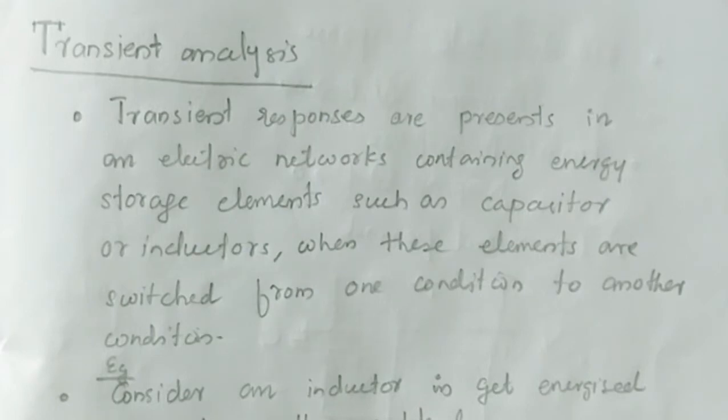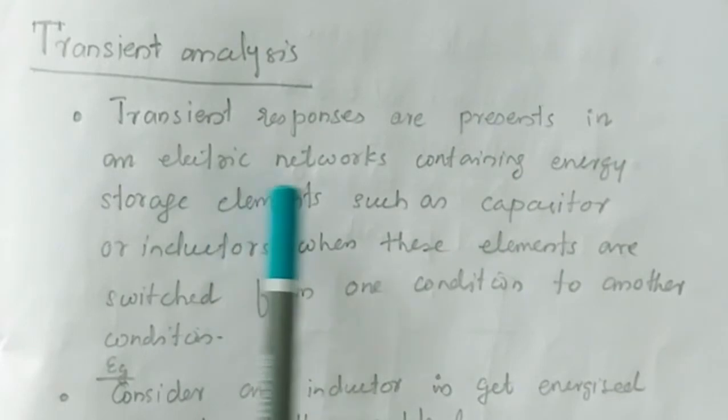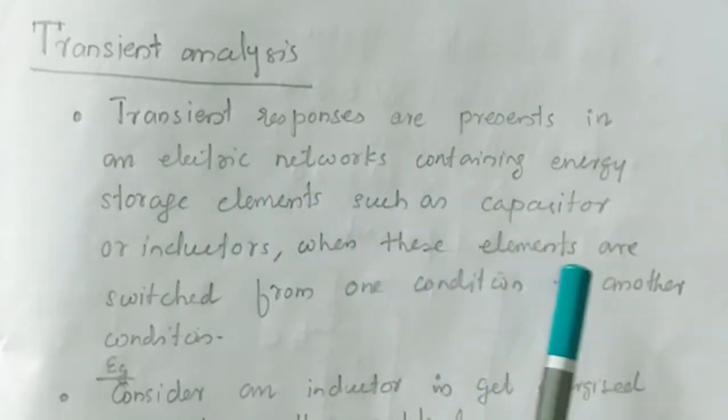Whenever a network containing energy storage elements such as inductors or capacitors is switched from one condition to another condition, either by change in the applied voltage, that is source voltage or source current, or change in circuit elements, the response of current and voltages changes from one state to another state. The response may be voltage across a particular element or current through that element. So transient responses are present in an electrical network containing energy storage elements like inductors and capacitors when these elements are switched from one condition to another condition.